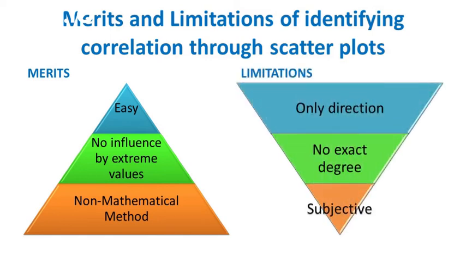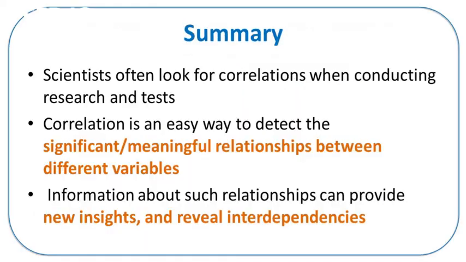Now we shall see the demerits. Scatter diagrams are useful to find only the direction of correlation. The exact degree of correlation between the variables cannot be found. So interpretation of scatter plots is subjective.